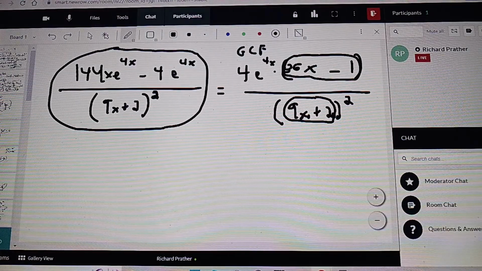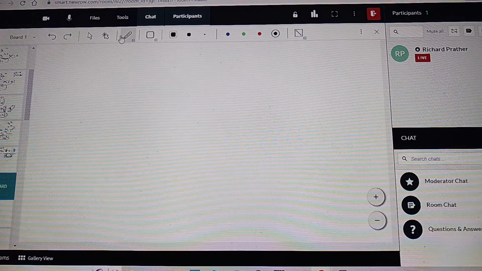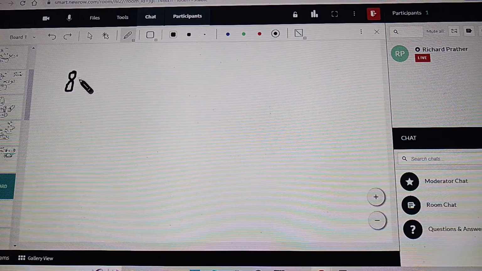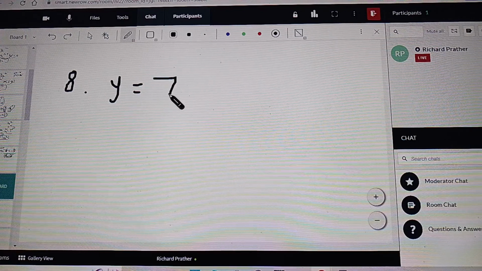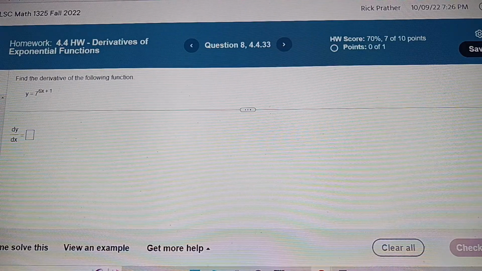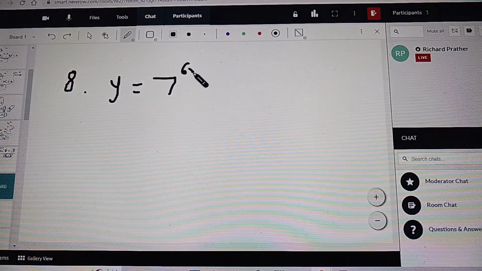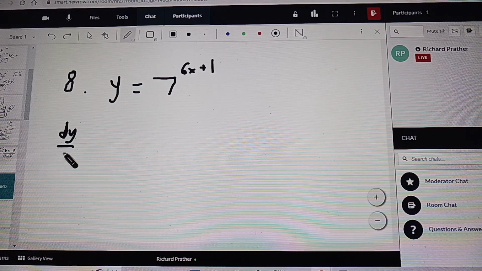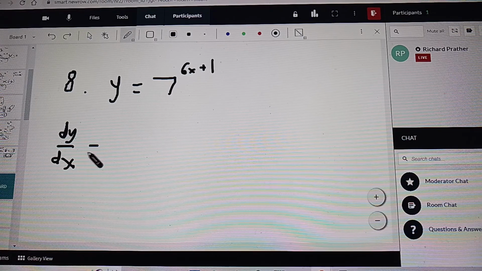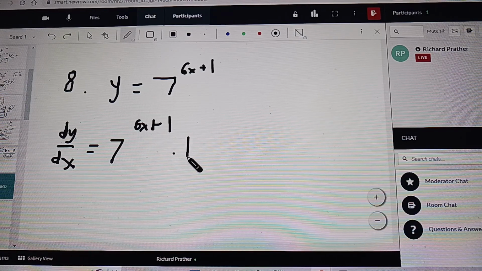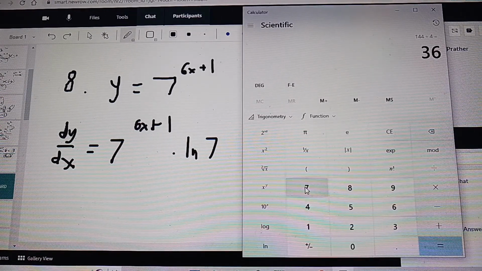Okay, 8. For the first time, we see one where the base is not just e. Y equals 7 instead of an e. The base can be any positive number besides 1. 7 to the 6x plus 1. But it's really the same rule. The derivative of y with respect to x, any exponential, it starts off always as itself. Now we multiply by ln of the base. Ln of 7 is just some messy decimal number.